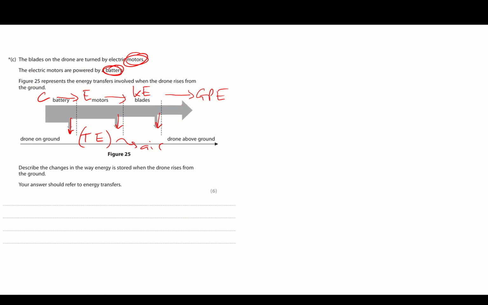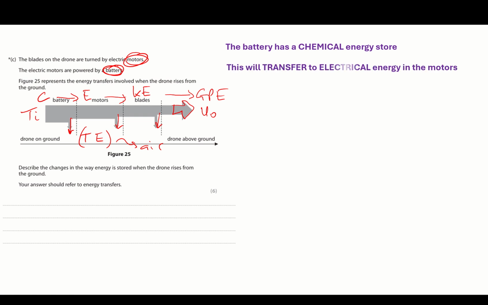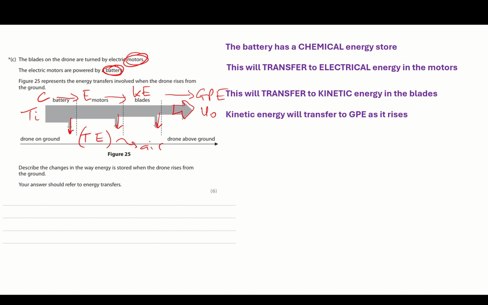And we can see that we do not get as much GPE out as our useful output energy compared to the total chemical energy in the battery, because at each stage there's energy being transferred to thermal energy. So now we've just got to put all of that together, and with those 4 energy transfers and the idea of thermal energy being dissipated, that's our 6 marks. So the battery has a chemical energy store, mark. This will transfer to electrical energy in the motors, mark. This will transfer to kinetic energy in the blades, mark. Kinetic energy will transfer to GPE as the drone rises.